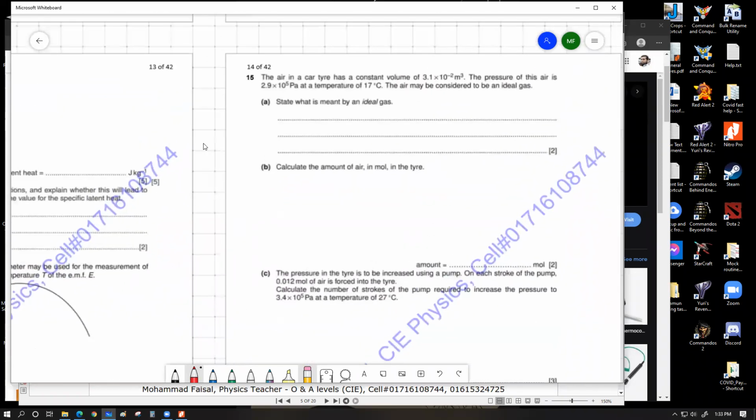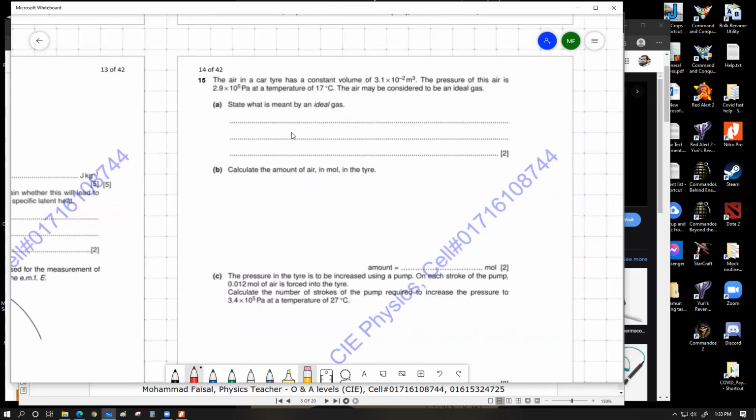First of all, question number 15 says the air in a car tire has a constant volume of this much meter cube. Pressure of this air is 2.9 × 10^5 Pascal at a temperature of 17 degrees Celsius. The air may be considered to be an ideal gas. State what is meant by an ideal gas. You just write the definition over here.